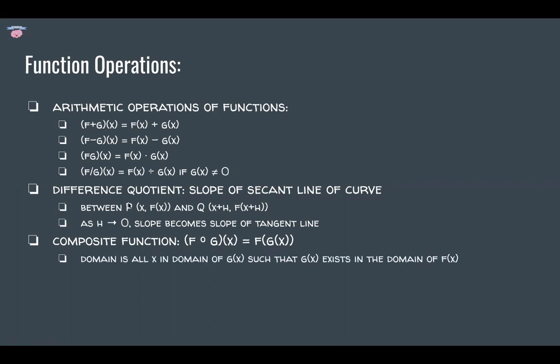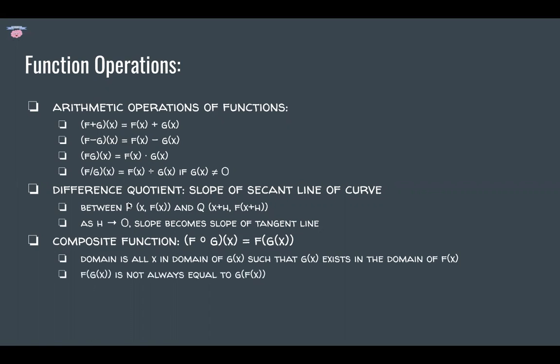The domain is all x in the domain of g of x, such that g of x exists in the domain of f of x. Yeah, I know that's confusing, but it's basically saying that if x doesn't exist in g of x, then it doesn't exist in the composite function.